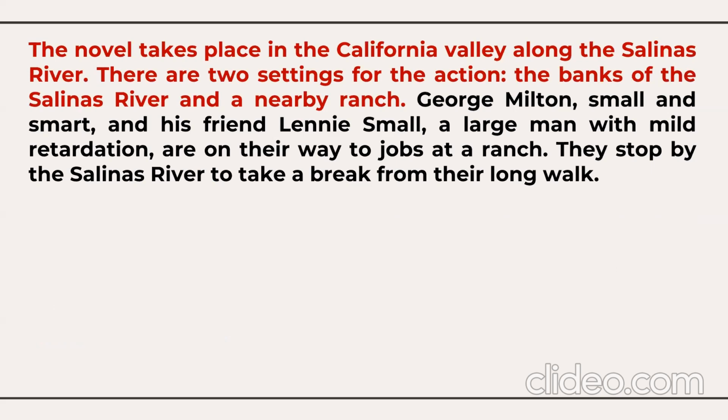There are two settings for the action. Number one, the banks of the Salinas River and the nearby ranch. Ranch means a place where all the cattle are kept. George Milton, small and smart, and his friend Lenny Small, a large man with mild retardation, are on the way to jobs at a ranch. They are in search of a job, and they reach a ranch. They stop by the Salinas River to take a break from their long walk.